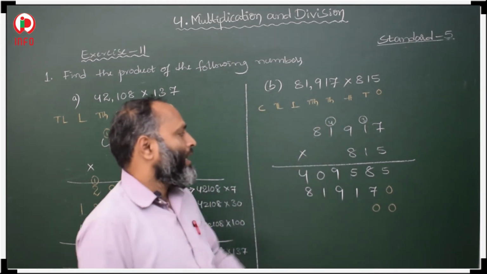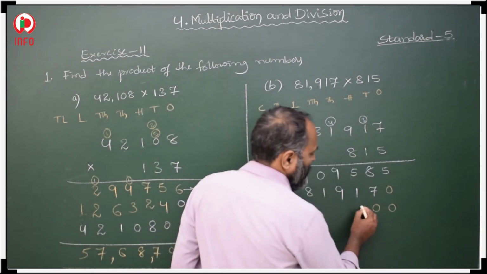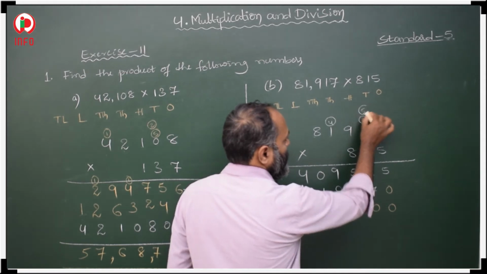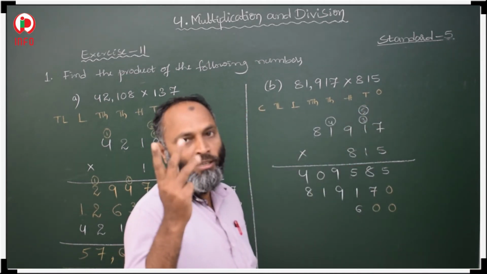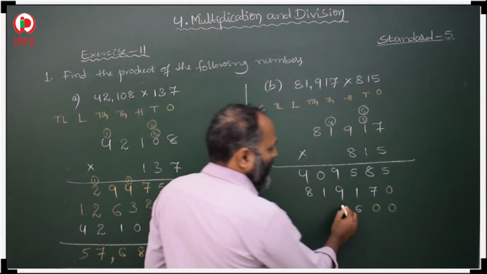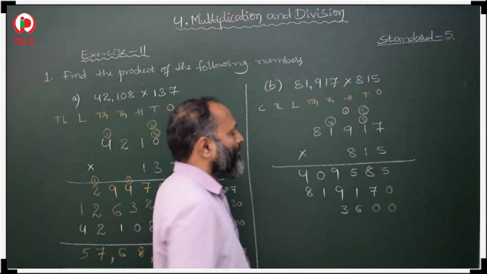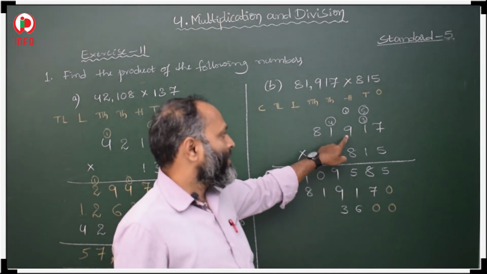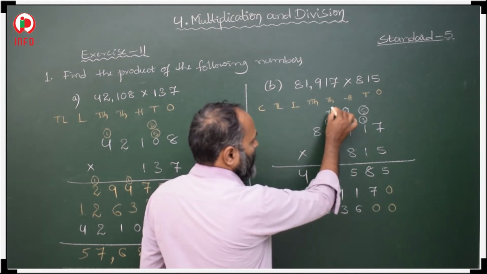Now we start with 8. 8 sevens are 56, 6 and 5 in tens place. 8 ones are 8, 8 plus 5, 9, 10, 11, 12, 13. 13, 3 in thousands place and 1 is here. 8 nines are 72, 72 plus 1, 73, 3 and 7.